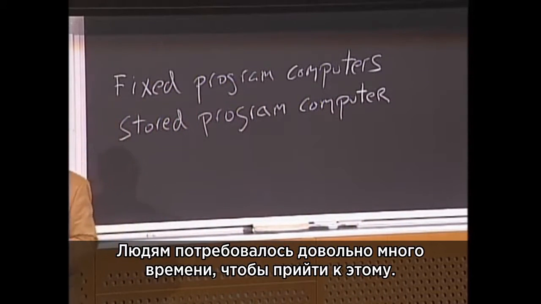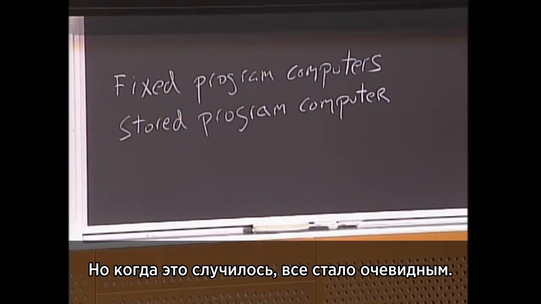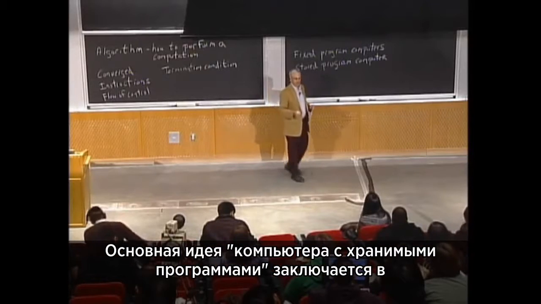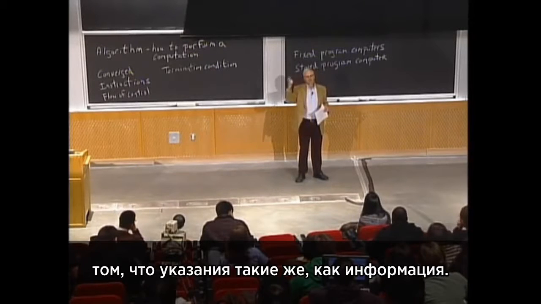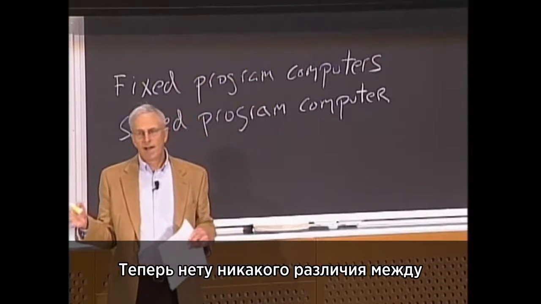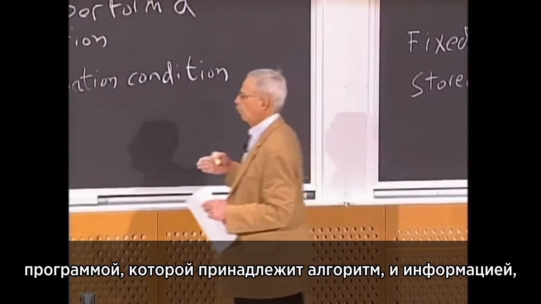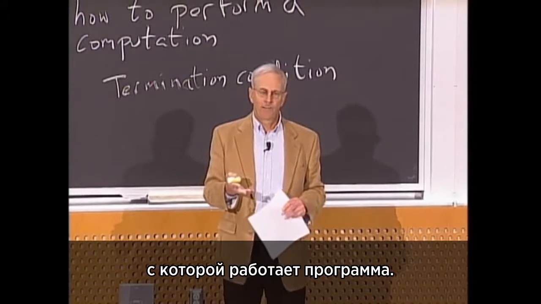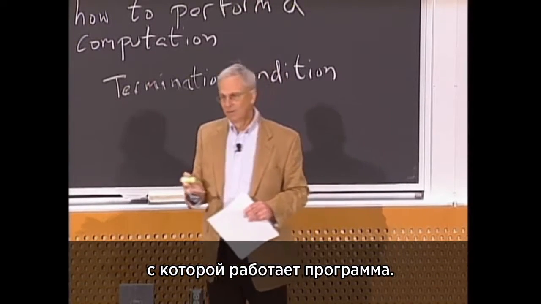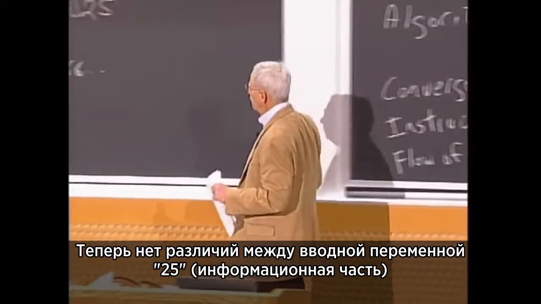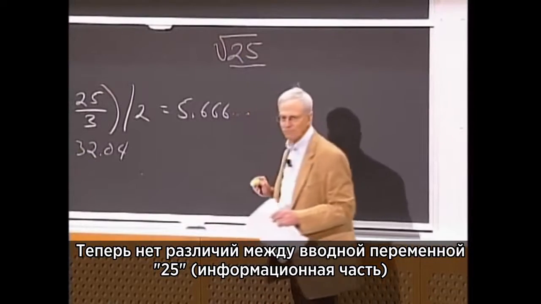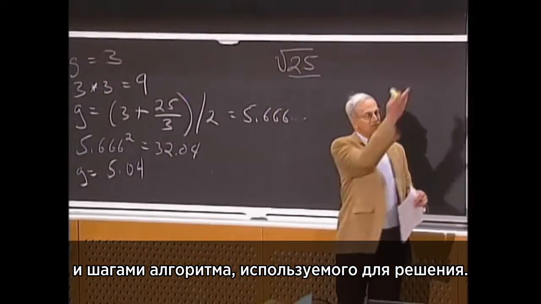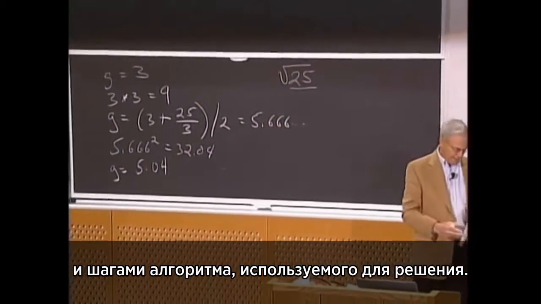It took people quite a while to figure this out, but once they did, it seems obvious. The basic notion of a stored program computer is that the instructions are the same as data. So now there is no distinction between the program that implements the algorithm and the data on which that program operates. So there's no difference between the input of 25, part of the data, and the steps of the algorithm used to do that.